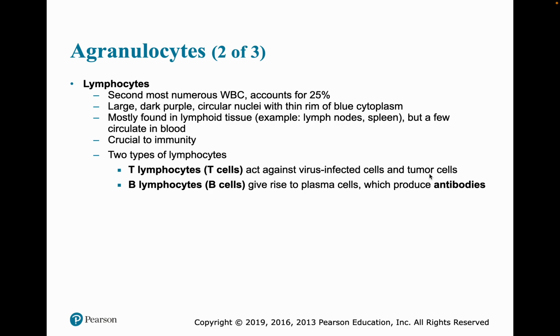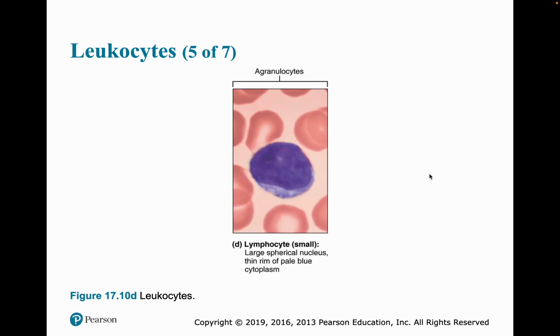There are two types of lymphocytes, T lymphocytes and B lymphocytes. The T lymphocytes are going to work against infected cells or defective cells in some cases, whereas the B lymphocytes are going to release a protein called an antibody that will be specific for the pathogen, and that B lymphocyte will then proliferate.